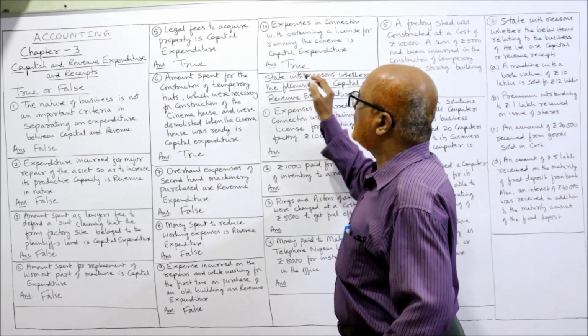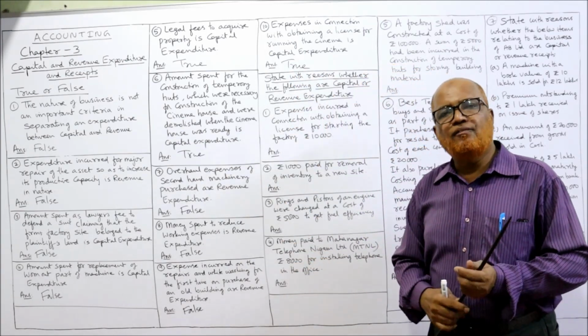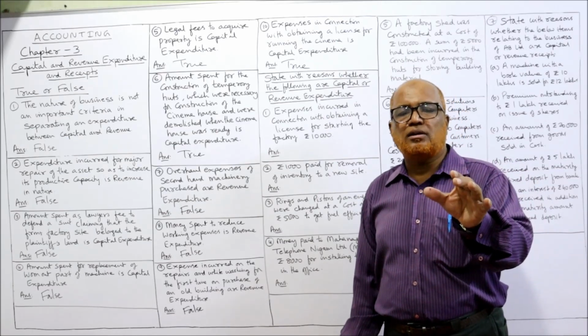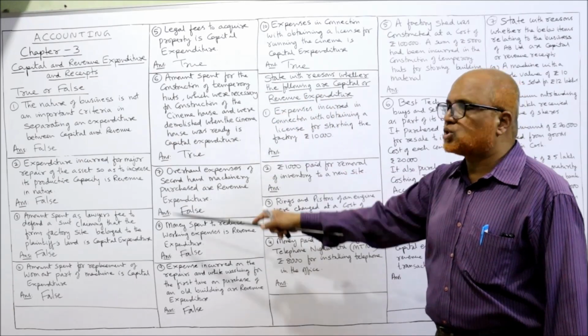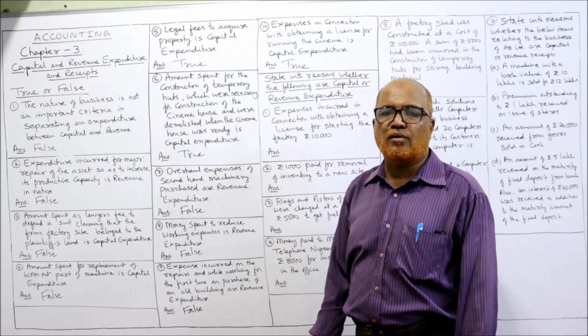Over a period of time, we can write it off. In future, the license expenditure can be written off. That's all. So these 10 questions are true and or false.